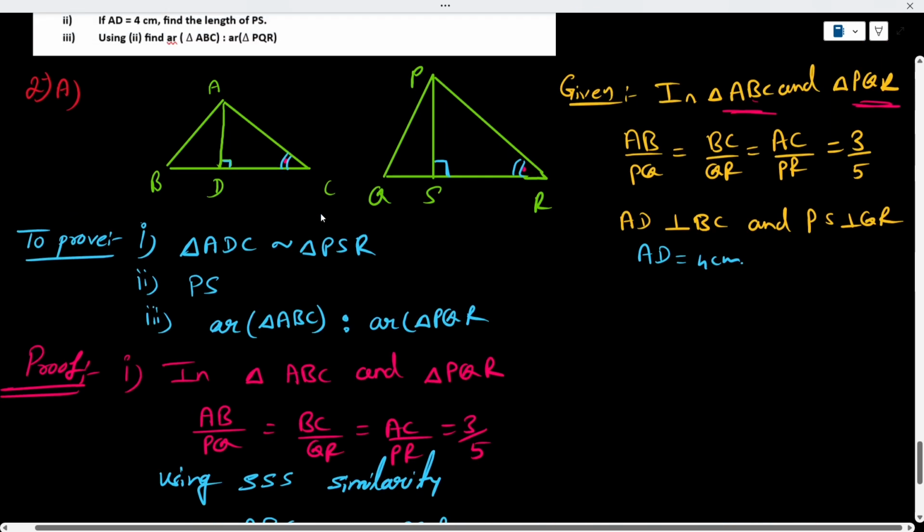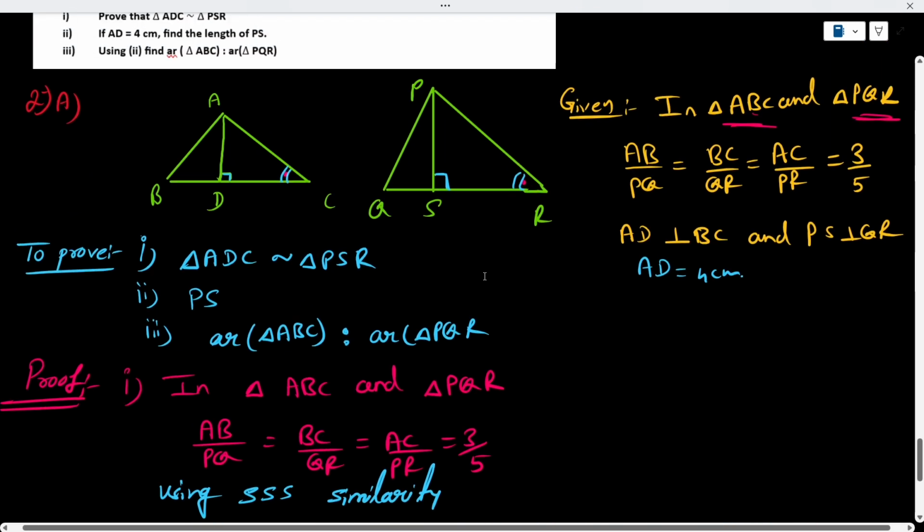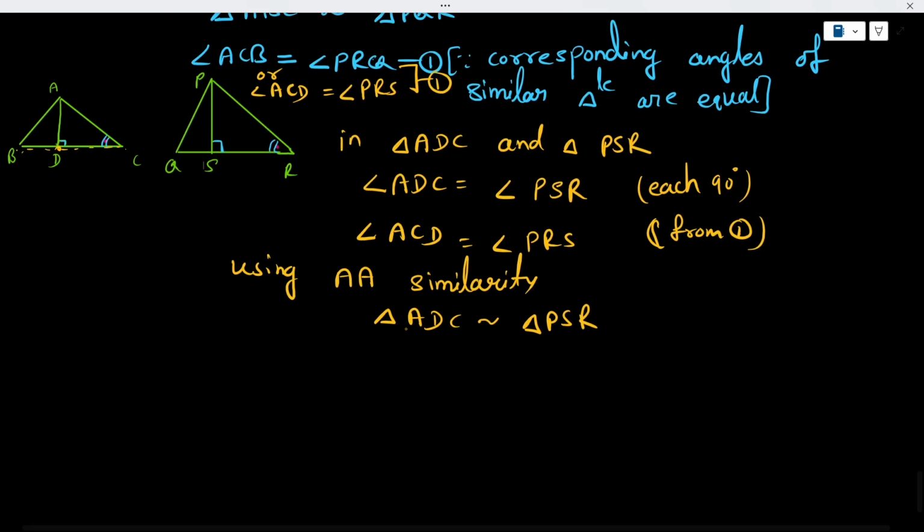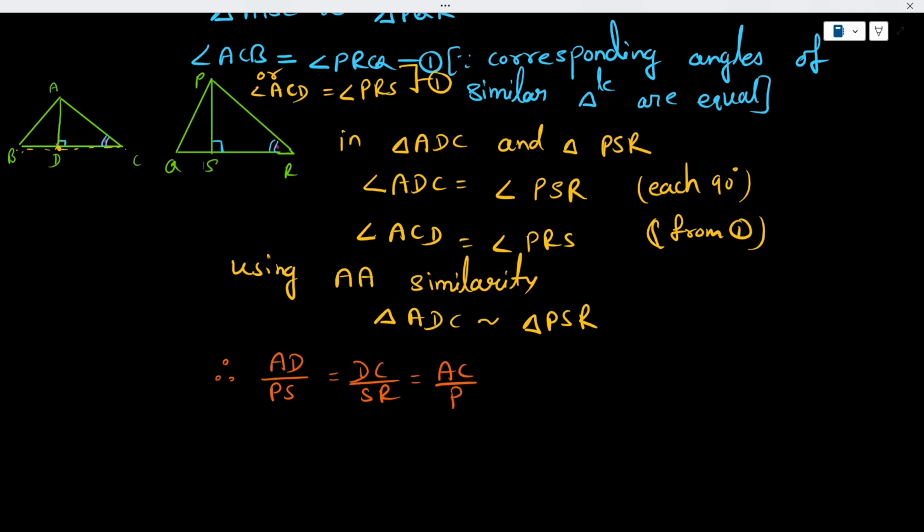Now what do I need to find out? PS, right? Which is one of the corresponding sides. Now if you take this, you know the corresponding sides of similar triangles are in equal ratio, or they are proportional. So therefore, what can I write down here? Corresponding sides ratio means AD is to PS equals DC by SR equals AC by PR.